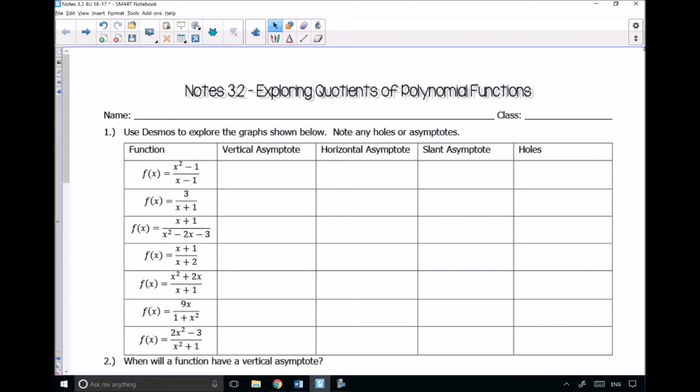This is notes 3.2, which are on exploring quotients of polynomial functions. Question number 1 asks us to use Desmos to explore the graphs shown below, and we have to note any holes or any asymptotes.